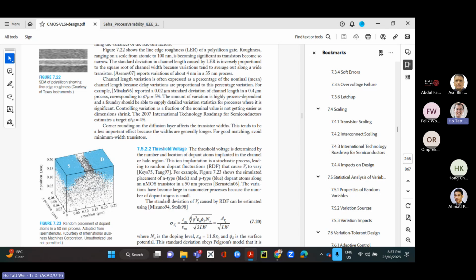Although you design for the mean, the process variations could be due to random dopant fluctuations, line edge roughness, or oxide thickness variability, and these will lead to a variation, a spread. You don't achieve one threshold voltage, you achieve a statistical distribution of threshold voltage.